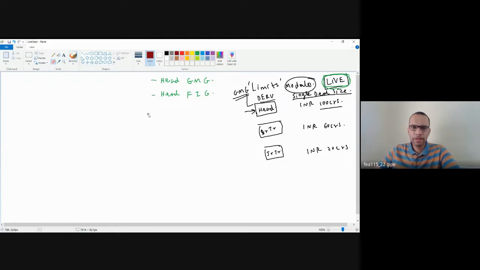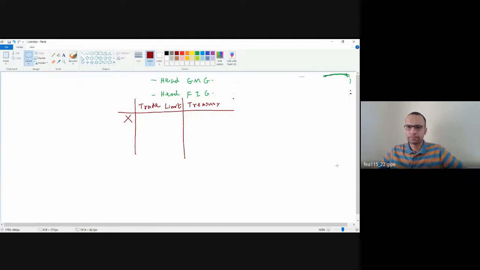And let's say we take a certain customer. Let's say the client's name is X. When you say that there is a total limit which has been set, we divide these limits into two parts. One is what you call a trade limit, and the other is the treasury limit. And then we simply add them up and we have the total.